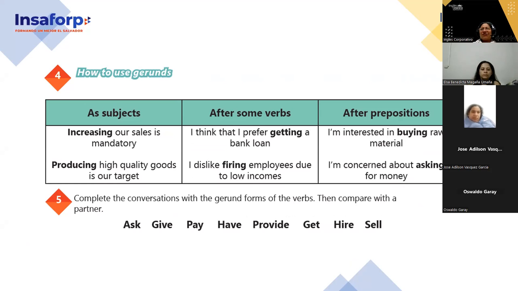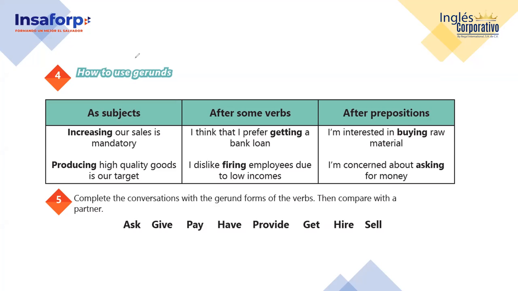How to use gerunds as subjects after some verbs and after prepositions. So in this exercise, in this topic, it means que si ahí dice que el gerund va a trabajar como sujeto, I need to know what a subject is. If the gerunds are going to be after some verbs, you need to know what a verb is. And if it says that the gerund is going to be after prepositions, you need to identify what a preposition is. Si no sabemos qué es cada uno de ellos, it is going to be a little bit more difficult for us to identify this.